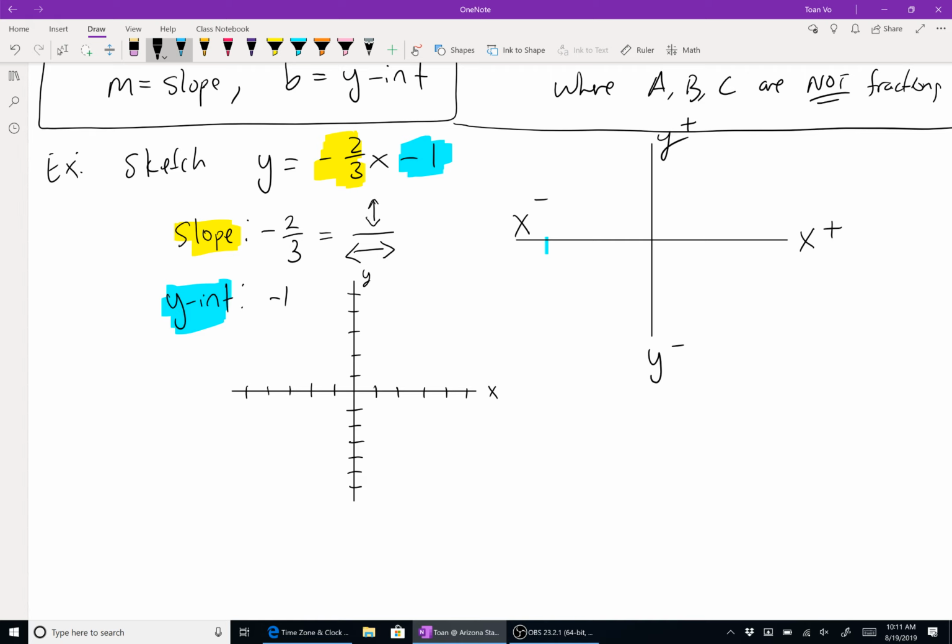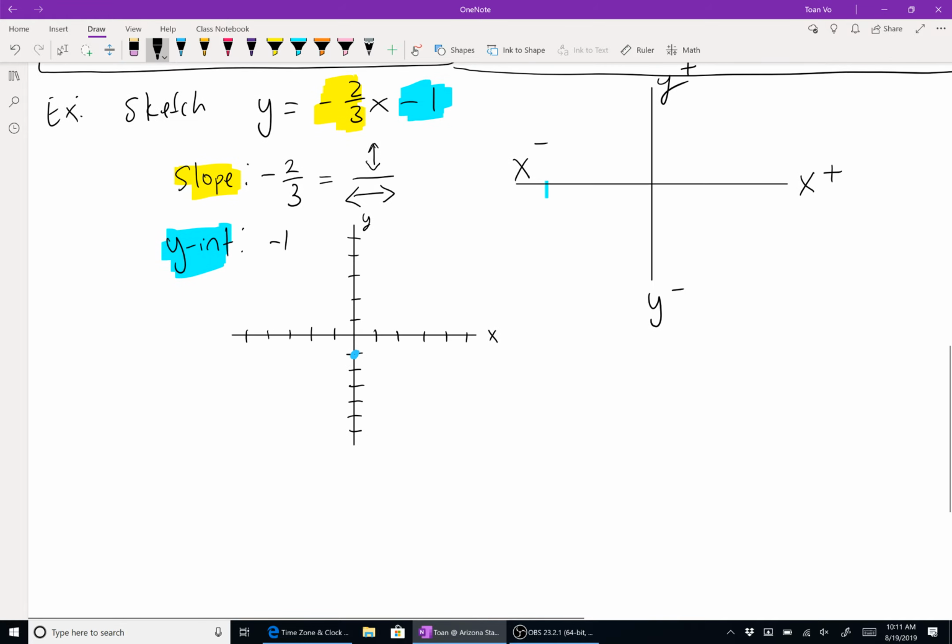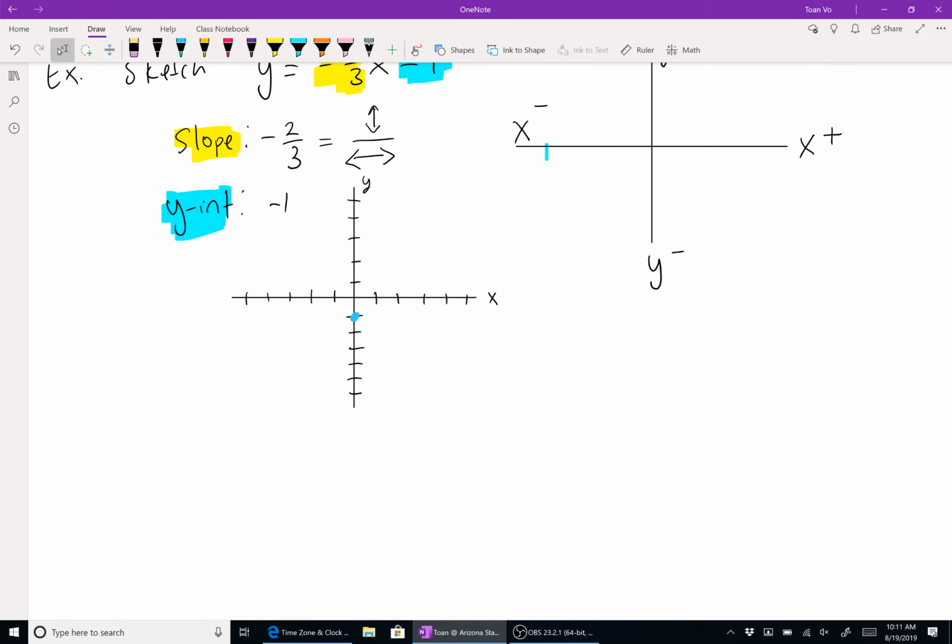You start with your y-intercept, in this case negative 1. So you make a point at negative 1. And then you listen to your slope. Your slope says negative 2/3, rise of 2, run of 3, and because it's negative, it simply means to go in the opposite direction. It doesn't really matter. I could rise 2, 1, 2, and then run 3, but since I went up, I'm going to have to go left 3, 1, 2, 3. I can make a point here.